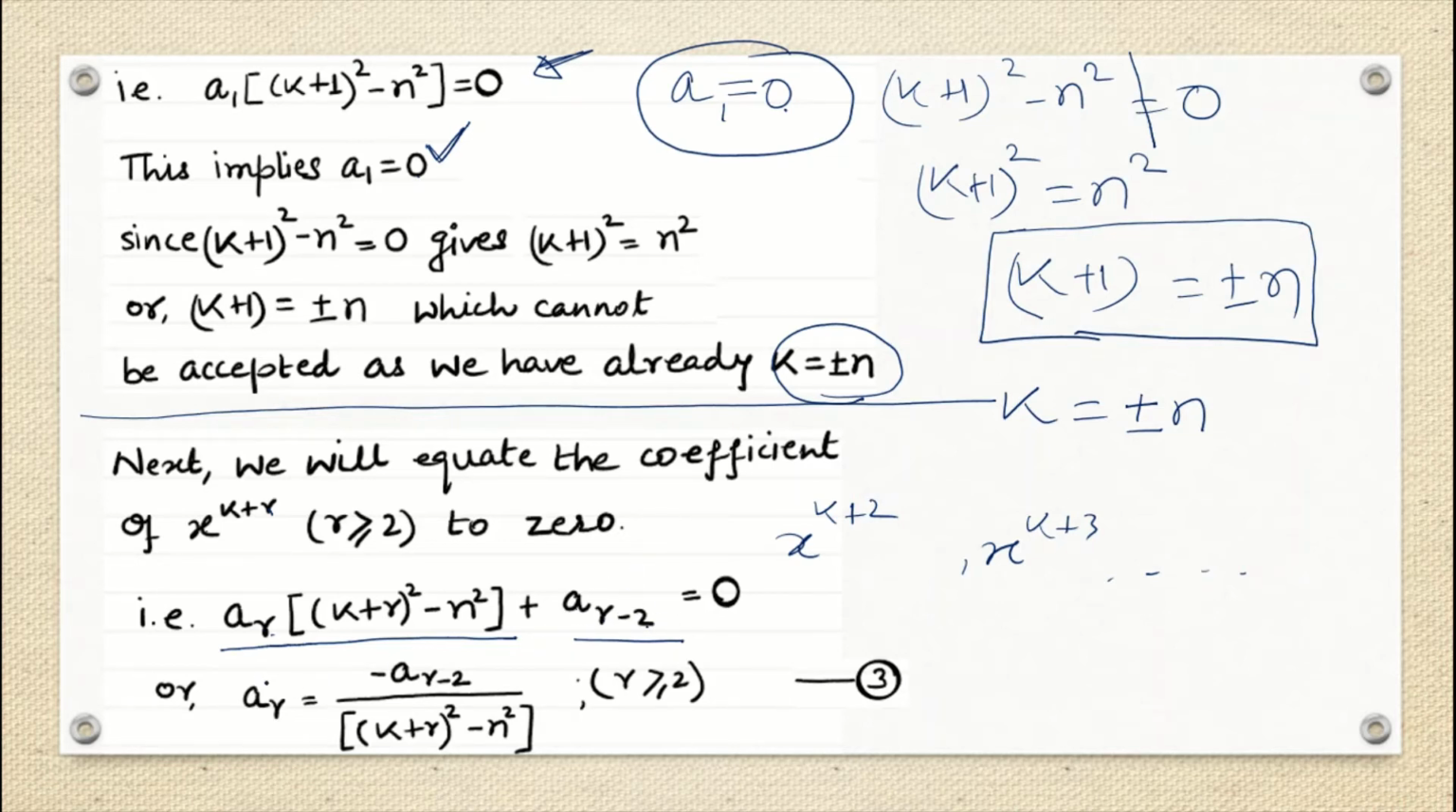Okay, so finally what is your ar? For the first term you found a0, for equating the second term you found the value of a1, and so on, and now in the generalized term you get the value of ar. So ar is nothing but minus a r minus 2, going to the right hand side, divided by (k plus r) whole square minus n square, where r is greater than or equal to 2.